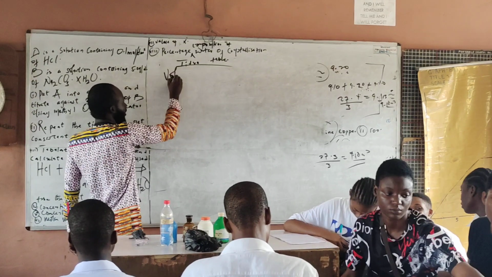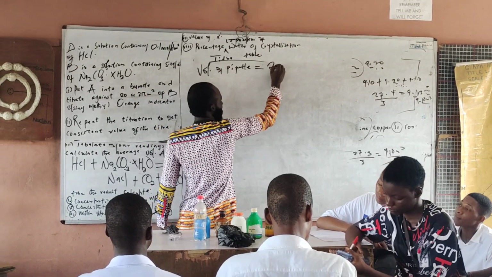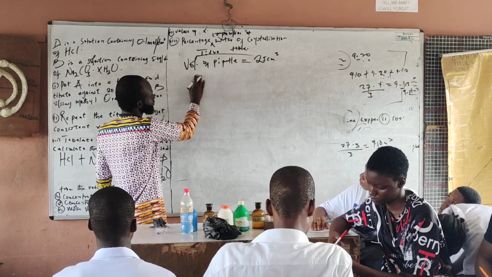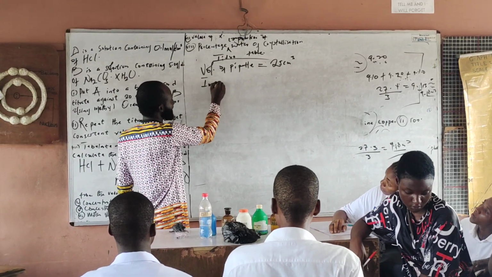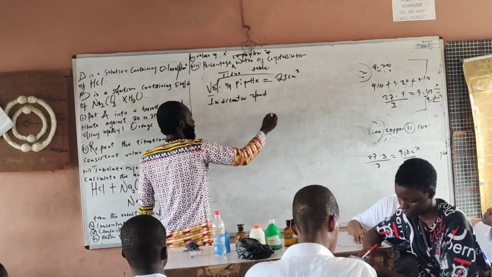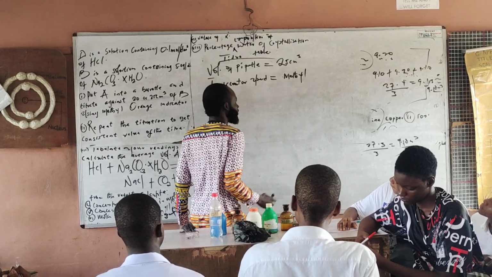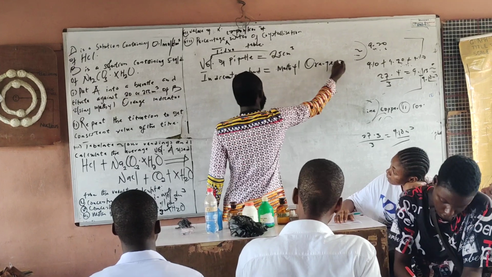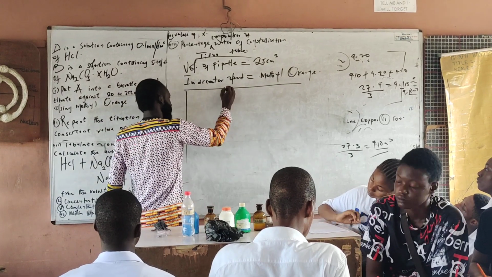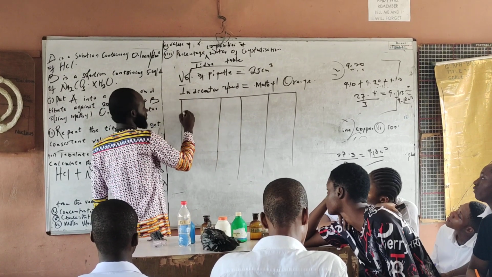So what we have is the volume of pipette used, which is equal to 25 cm³. Then what is the next thing? Our indicator used. Indicator used is equal to methyl orange. Then you draw here our burette reading.